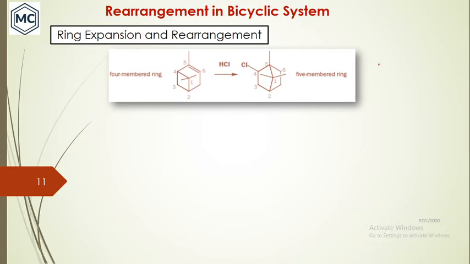And the third example, rearrangement in a bicyclic system, is where a system undergoes ring expansion and rearrangement. This is the example, and you can see what changes occur here. Here there is a 4-membered ring, and this becomes a 5-membered system, and the methyl group has been retained, and this alkene is saturated, and there is a chlorine at the 4th position. So here a ring expansion takes place.